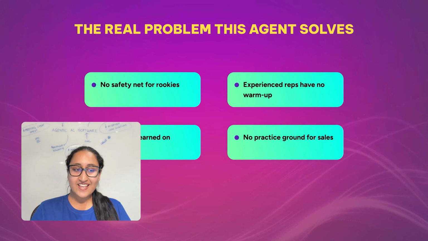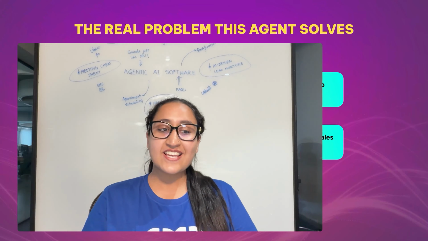So, Alex is an AI agent. Alex is your sparring partner. Alex is available at 2 a.m. on a Sunday if your rep wants to grind. Alex never gets tired. Alex never gets offended when you hang up on him. And Alex is going to push back on you exactly as hard as you need.